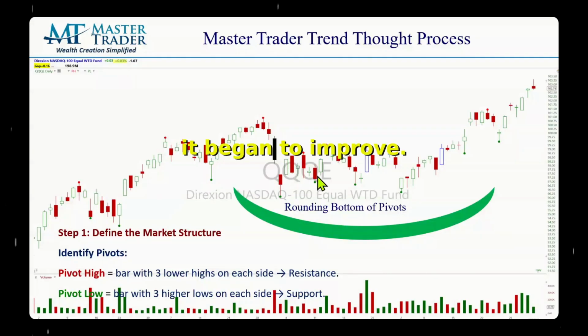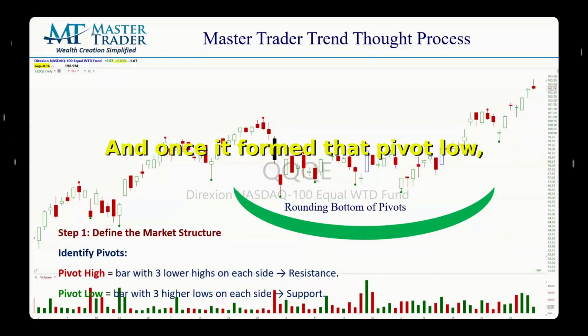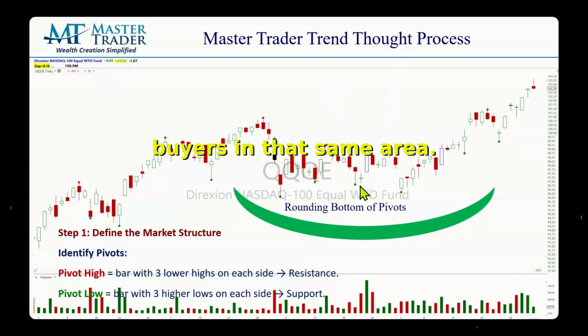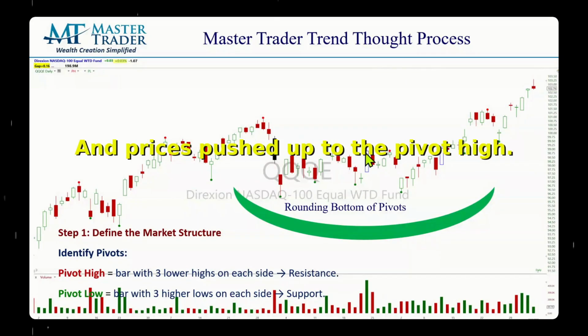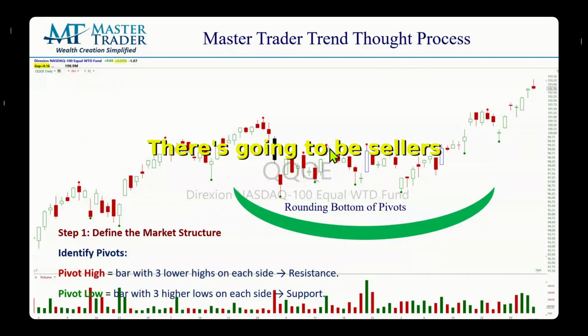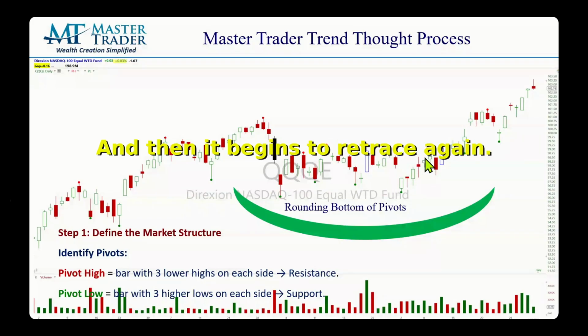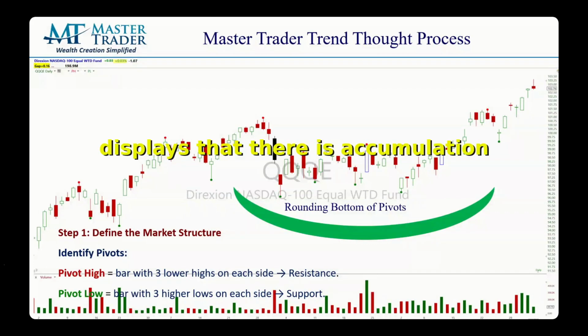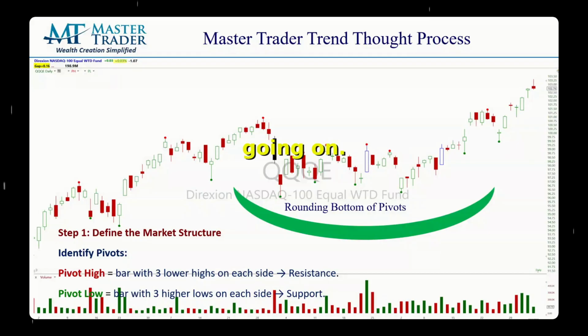It began to improve. And once it formed that pivot low, we assume that there's going to be buyers in that same area. And prices pushed up to the pivot high. There's going to be sellers. And then it pulled back again. And then it begins to retrace again. And all of these bars, that's what begins to form that rounding bottom. And a rounding bottom displays that there is accumulation going on.